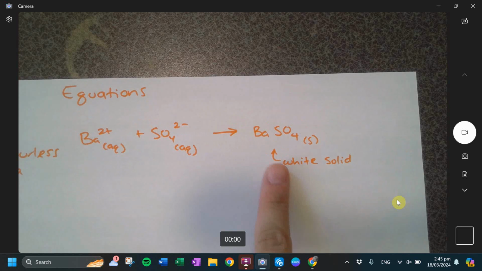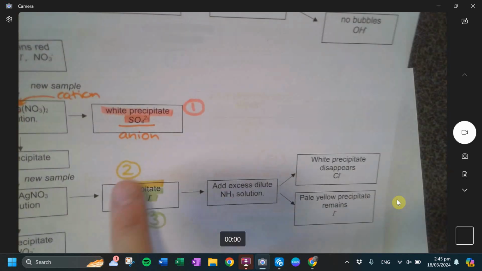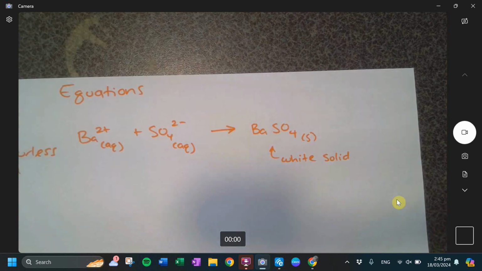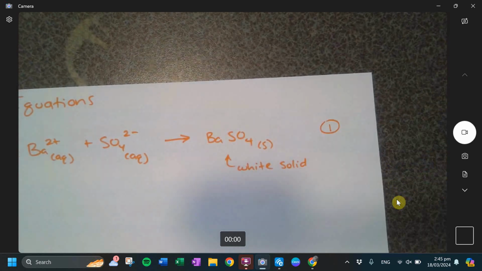The white solid is pointing to barium sulfate, the product. And that is me completing question number 1. So you see how I've numbered all these and put them into different colors so that you guys can see them. You have a total of 17 different things to practice. So it's a nice little worksheet there. So this is question number 1.